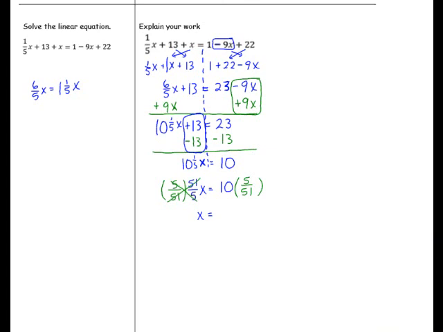Ten times 5 over 51 is 50 over 51. This is in simplest form, and the answer, called the solution, is 50 over 51.